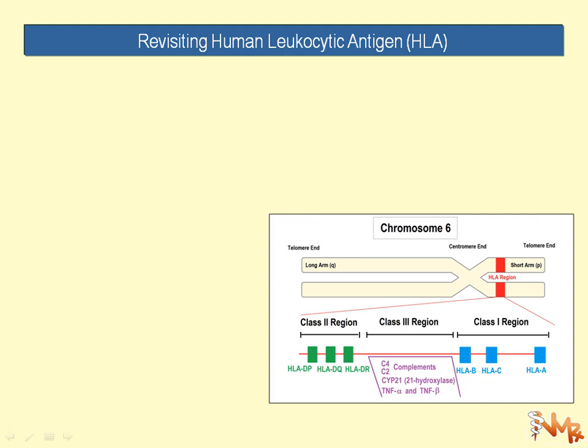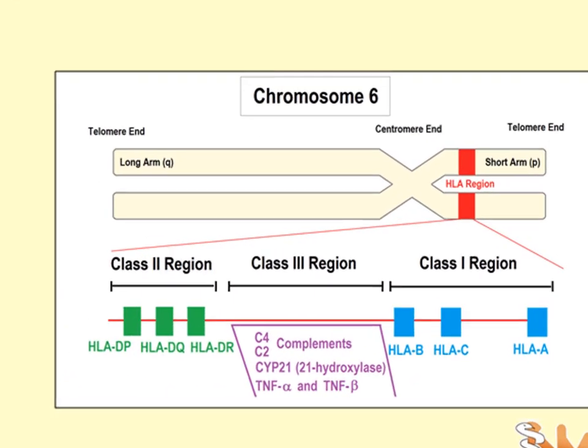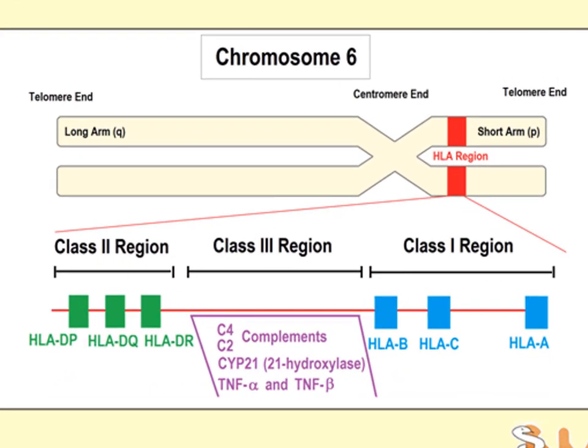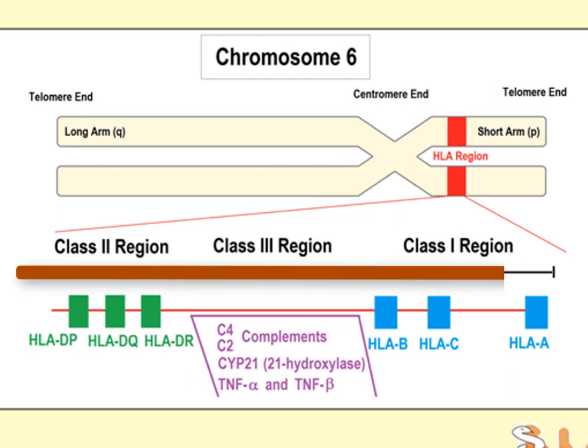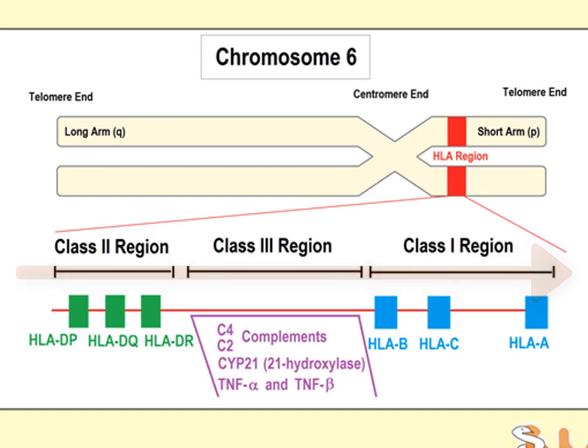So let us revisit the concept of human leukocyte antigen, HLA. In this diagram, I'm showing chromosome 6, and the area on the short arm of chromosome 6 that is colored in red is the region for HLA. And when I enlarge that for you at the lower part of the diagram, you're going to see from the centromere towards the telomere end of the short arm, we first have the class 2 region, then class 3 region, and finally the class 1 region.